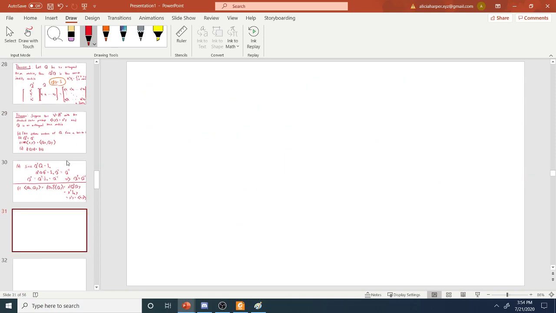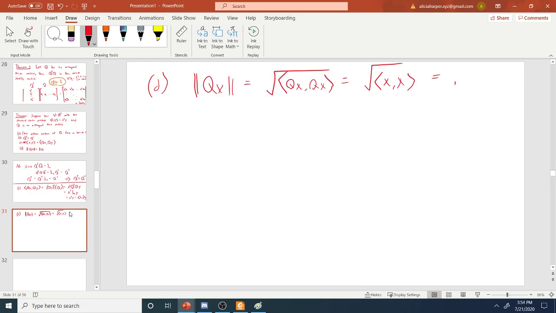And then finally, for D, well, the norm of Qx is the same thing as the square root of the inner product of Qx with Qx, which of course by part C is the same thing as the square root of the inner product of x with x, which is just the norm of x. And this completes the proof of the theorem.